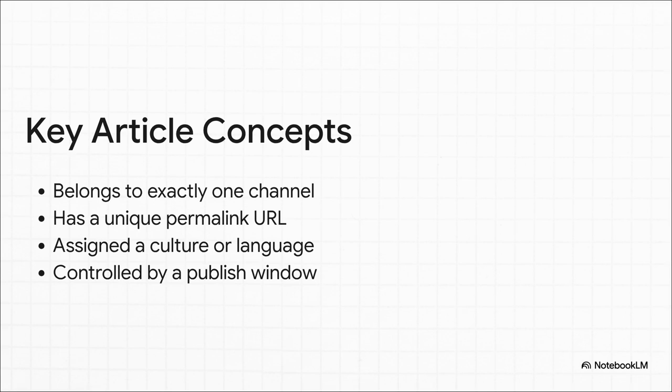If you want it somewhere else, you have to physically move it by copying it. Number 2, it has a unique permalink, which is just the URL slug that makes it reachable on the web. Number 3, it's assigned a culture, which is its specific language code. And number 4, it's controlled by a publish window, a specific date range that dictates exactly when it's visible to the public. Boom, simple, right?